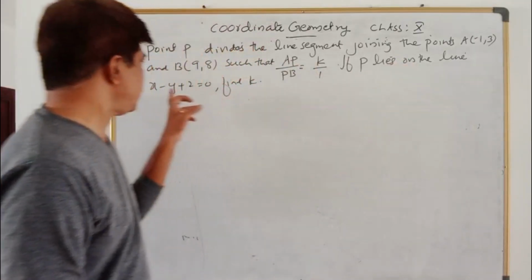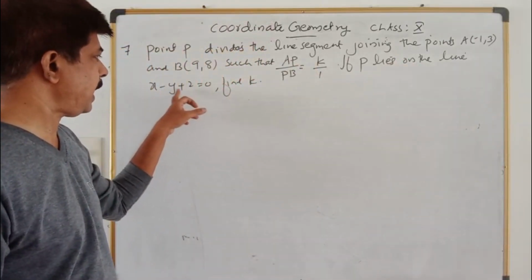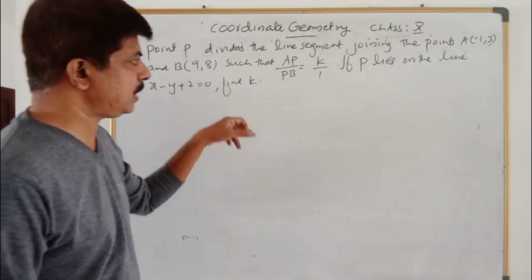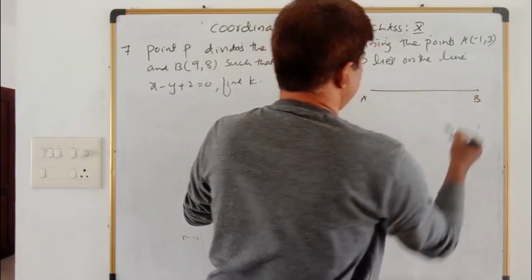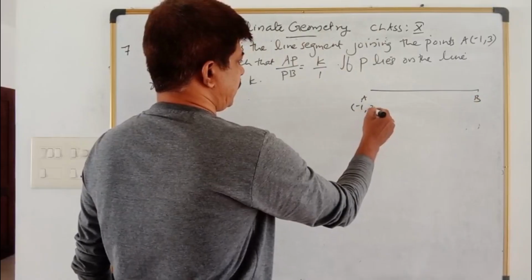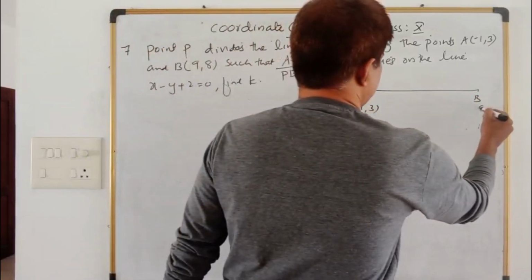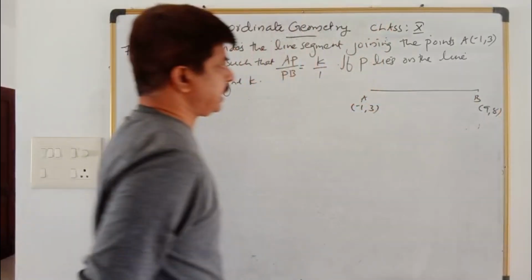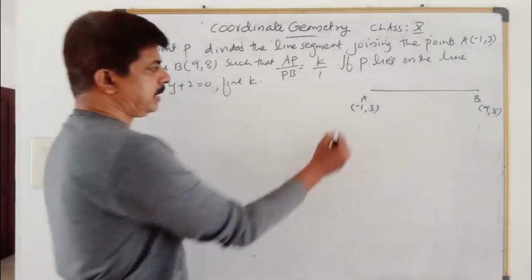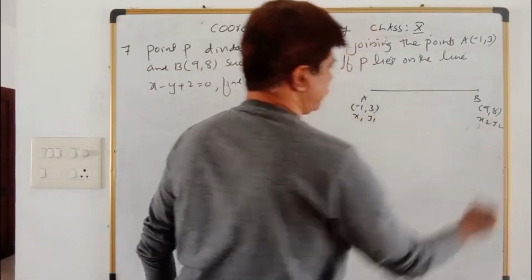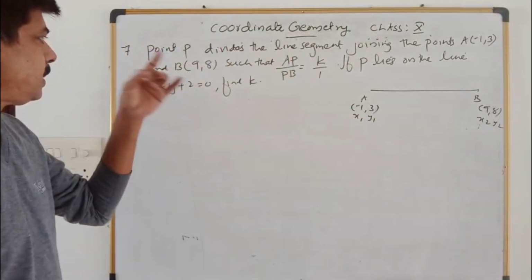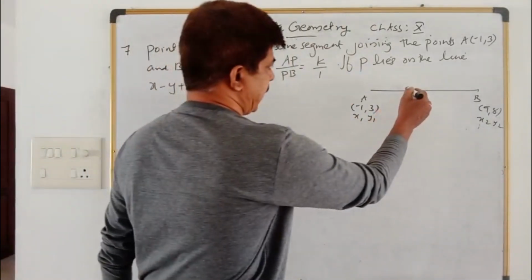If P lies on the line x minus y plus 2 equals 0, find the value of k. Here is a line AB, whose endpoints are given as (-1, 3) and (9, 8). We can call these x1, y1 and x2, y2. There is a point P somewhere on the line.